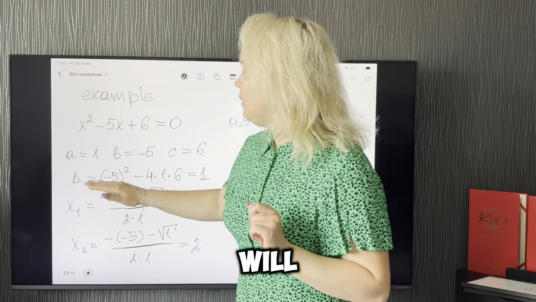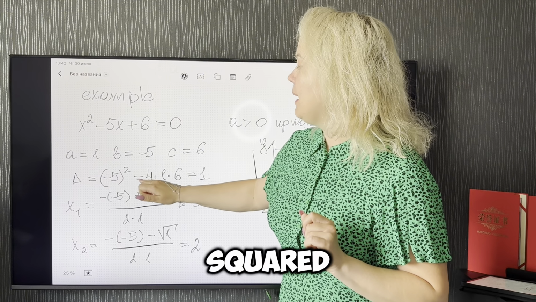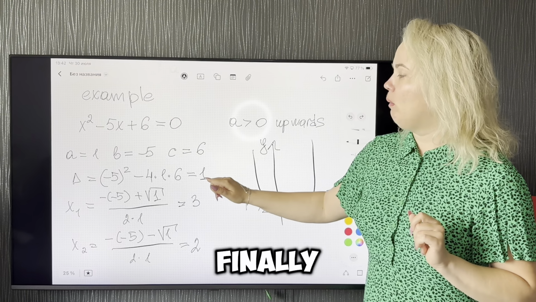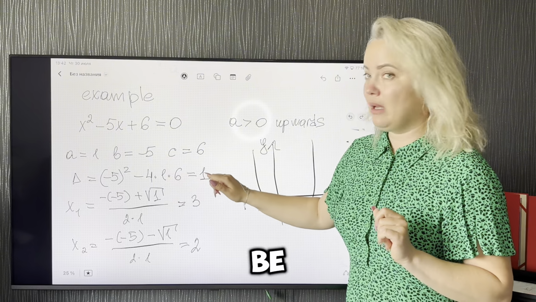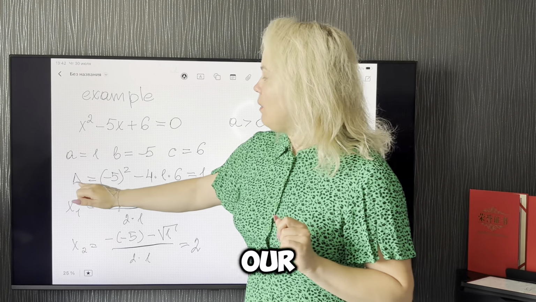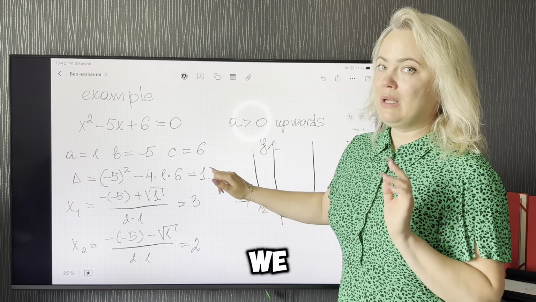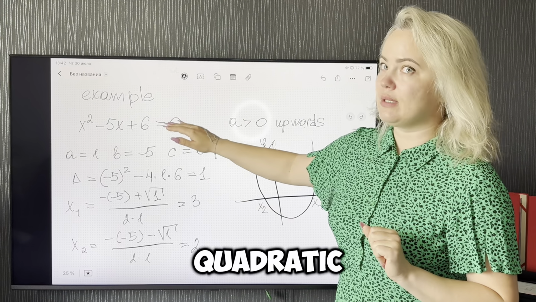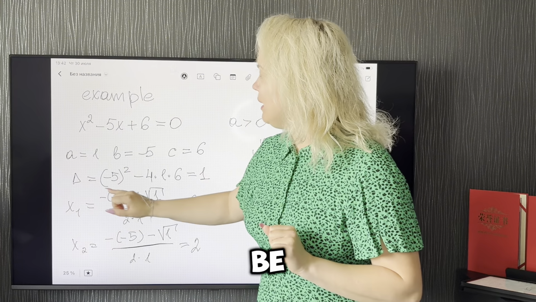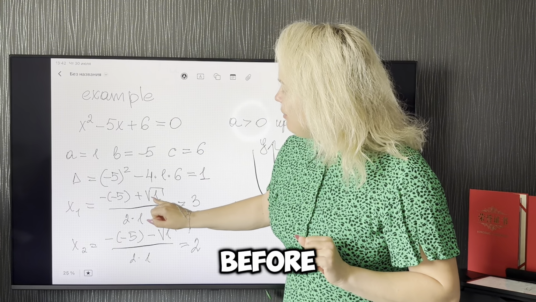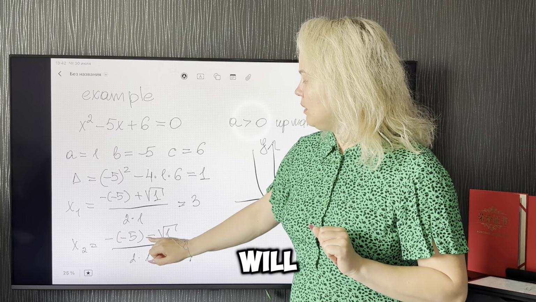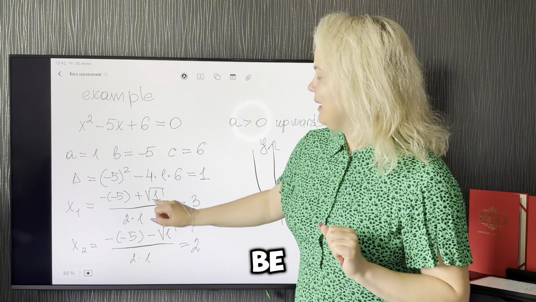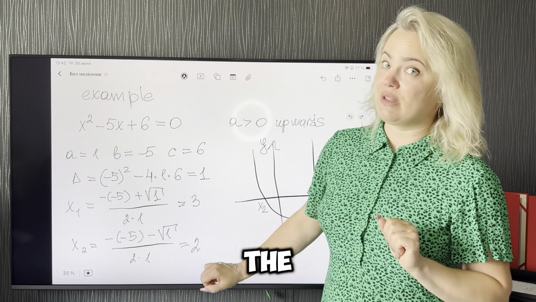Our discriminant will be minus 5 squared minus 4 multiplied by 1 multiplied by 6, so we finally obtain 1. The square root of 1 is 1 as well. So our discriminant is more than 0, and we must obtain two real roots of our quadratic equation. The first will go with plus before the square root of the discriminant, and the second one will be with minus. So the difference between the two roots is the sign before the square root of the discriminant.